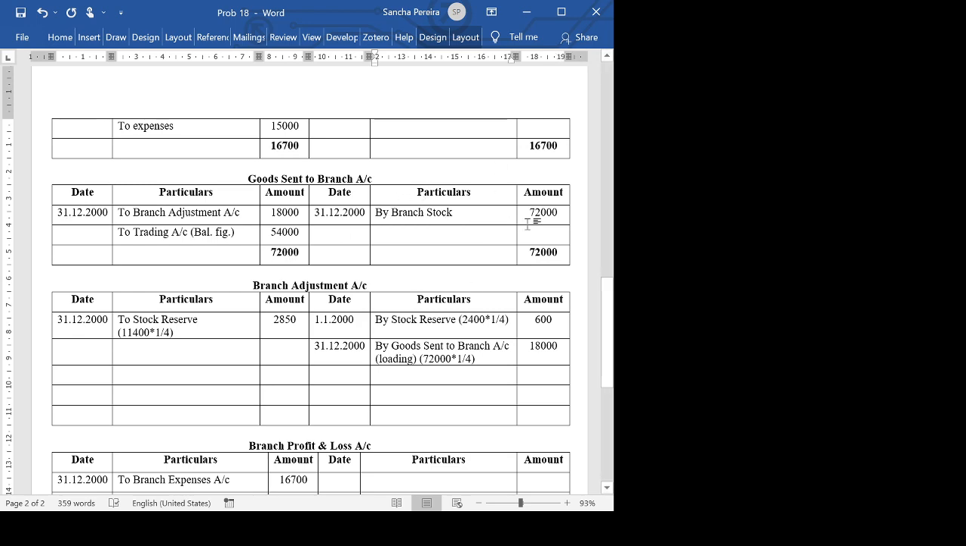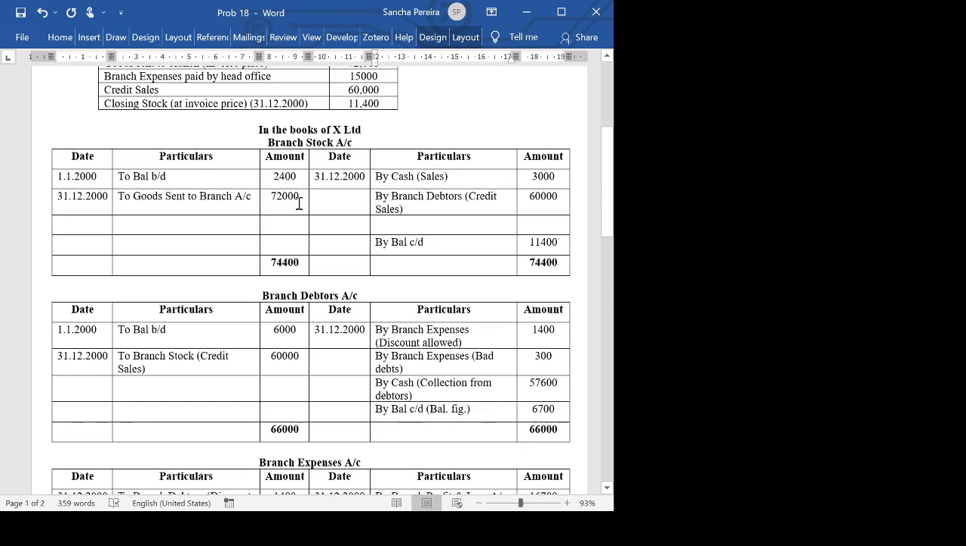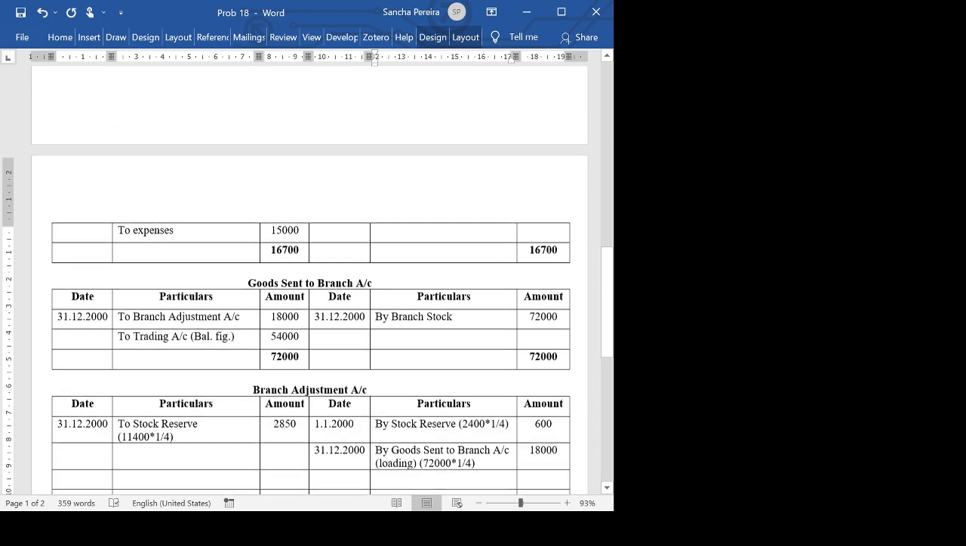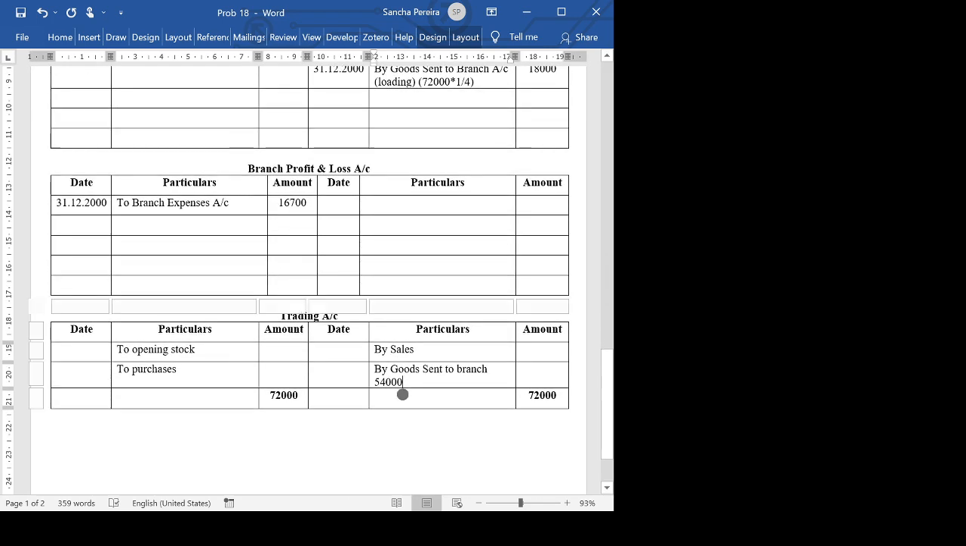Branch stock 72,000. If you go back here, you see goods sent to branch 72,000. And on the other side, what do we have? We have the loading 18,000. So what you're showing in the trading account is the actual cost of goods that the head office has sent to the branch. The cost of goods is not 72,000. The cost of goods is actually 54,000, which you can see in the trading account.